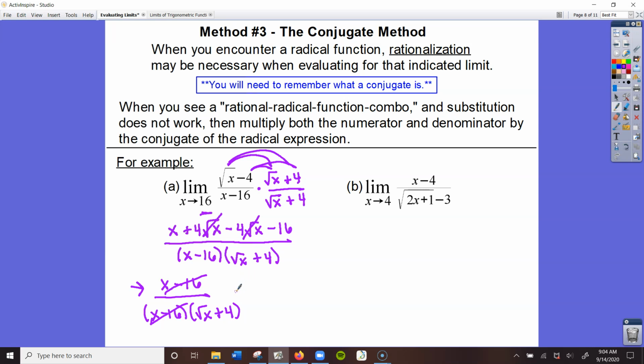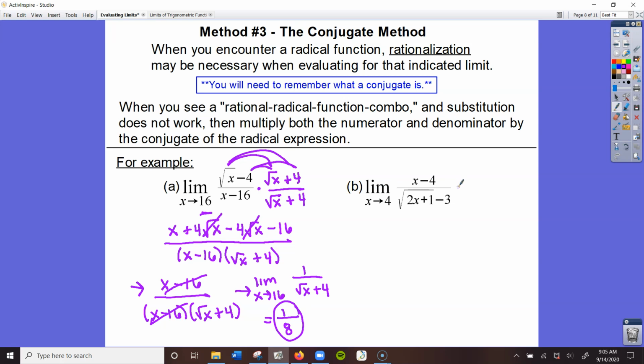So now I can simplify this limit. What I'm looking for now is the limit as x is approaching 16 of 1 over the square root of x plus 4. And now we can use the substitution method. I can go ahead and take the 16 and plug it in. If I plug it in, I get 1 over the square root of 16 is 4, plus 4, 8. So my answer here is 1 over 8.